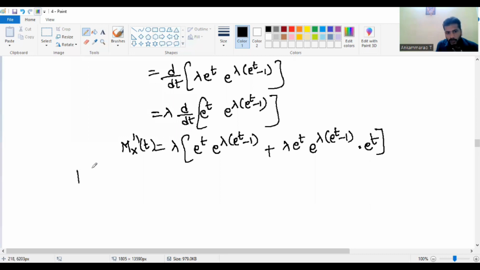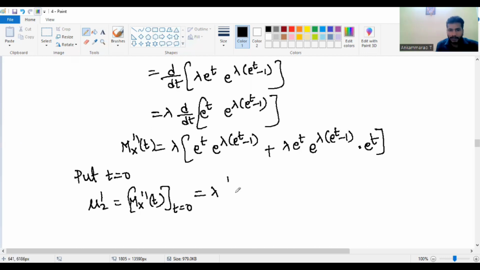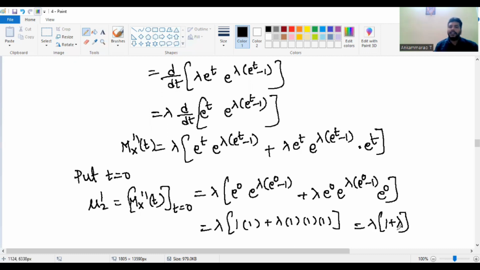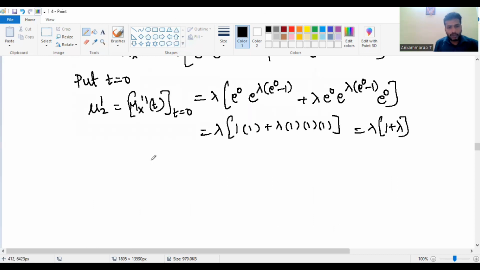And now put t equal to 0. Therefore mu 2 dash equals mx double dash of t at t equal to 0. So lambda into e power 0 into e power lambda into e power 0 minus 1, plus lambda into e power 0 into e power lambda into e power 0 minus 1 into e power 0. So e power 0 value is 1 everywhere. We are getting lambda into 1 plus lambda into 1. It is mu 2 dash. Therefore mu 2 dash equals lambda plus lambda square.